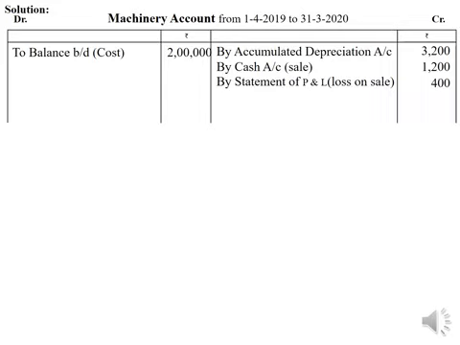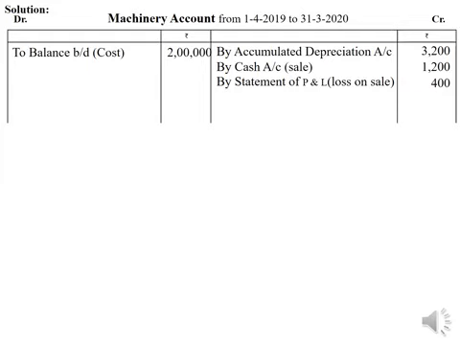So 4,800 rupees worth of machinery was depreciated by rupees 3,200, was sold for 1,200. Therefore 1,600 worth of machinery sold for 1,200, it leads to 400 rupees loss. As a new format, we should debit the loss to statement of P&L and not P&L account.